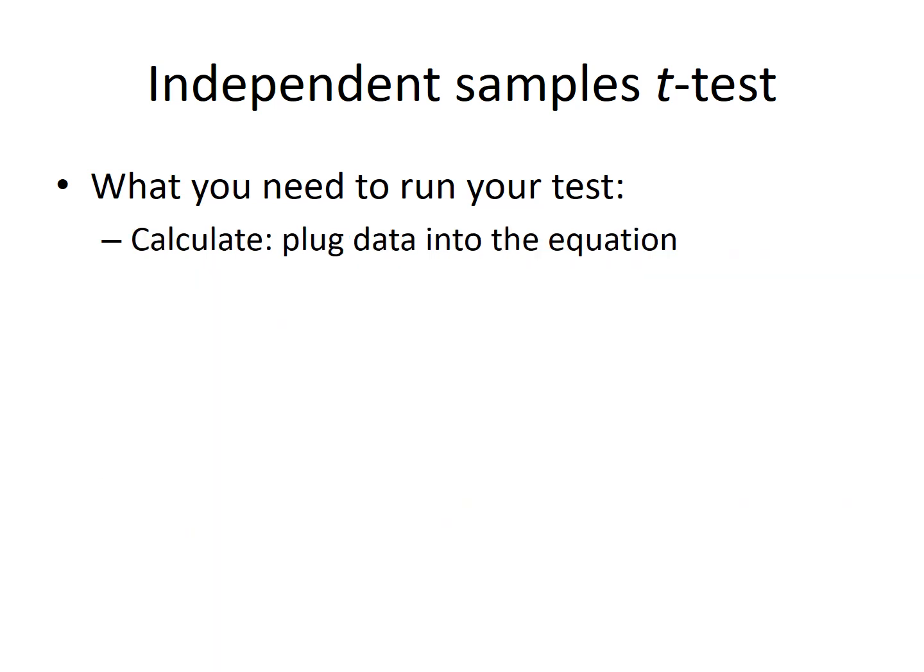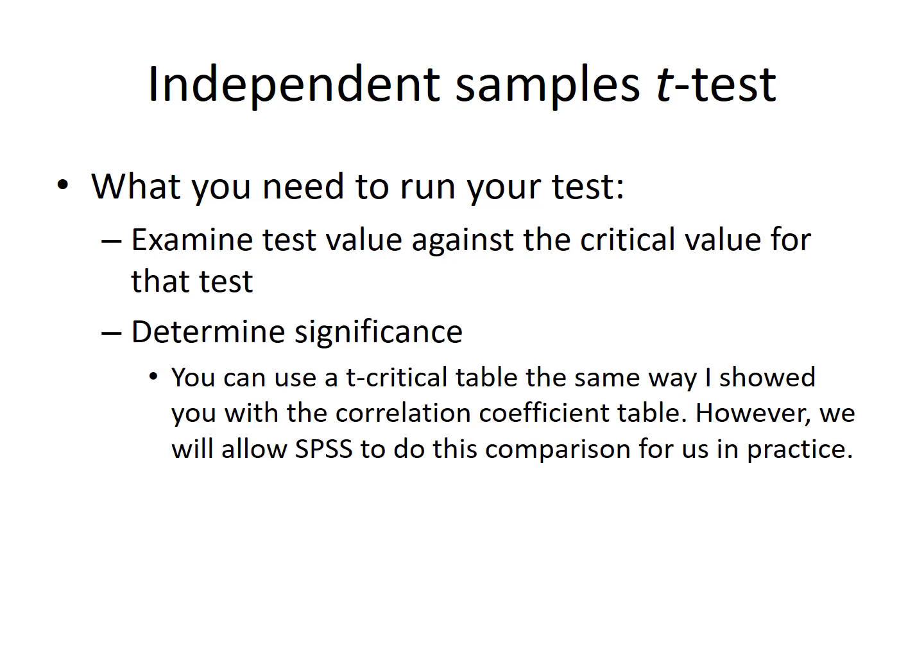Then we need to plug our data into the equation and solve. Again, the 6 pieces we will need are the sample sizes for each group, the mean for each group, and the variance for each group. You could also find the standard deviations for each group and plug it in squared, which is the same thing as plugging in the variance. After we have obtained our t-value, we'll examine it against the critical value and use that to determine our significance.